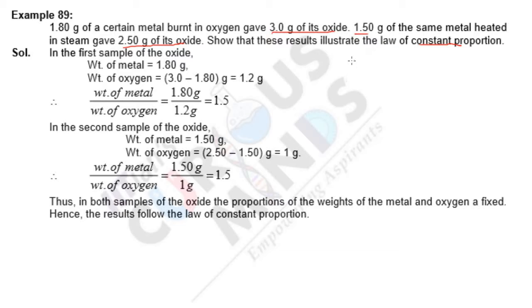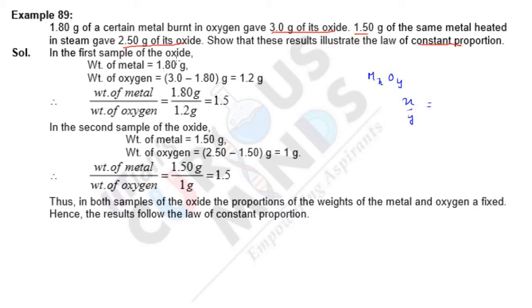That means the chemical formula of the oxide will be MxOy. So this x to y should be constant, right? That was the law of constant proportion. That is, the ratio of metal atoms to oxygen atoms should be the same. So let us see the solution.